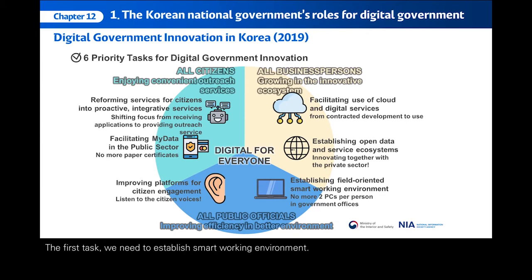The fourth task, we need to establish a smart working environment. There are no more 2 PCs per person in government offices. Handheld devices can be available. Fifth, facilitating use of cloud and digital services. So we can transform from contracted development to use. And finally, the priority task is establishing an open data and service ecosystem. The government needs to innovate together with the private sector.